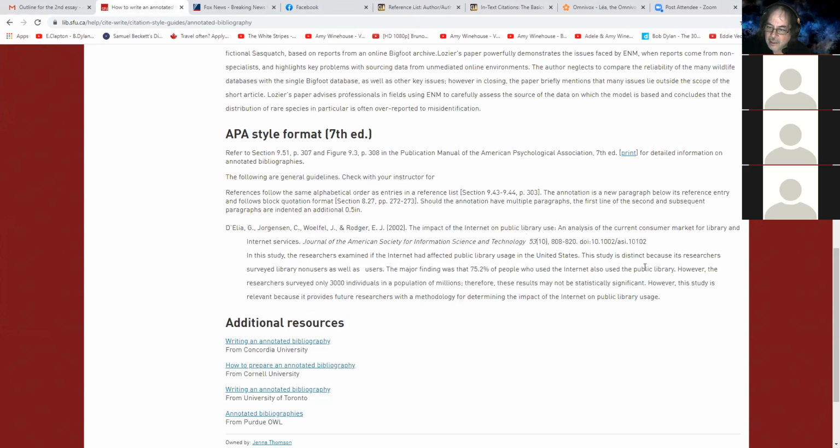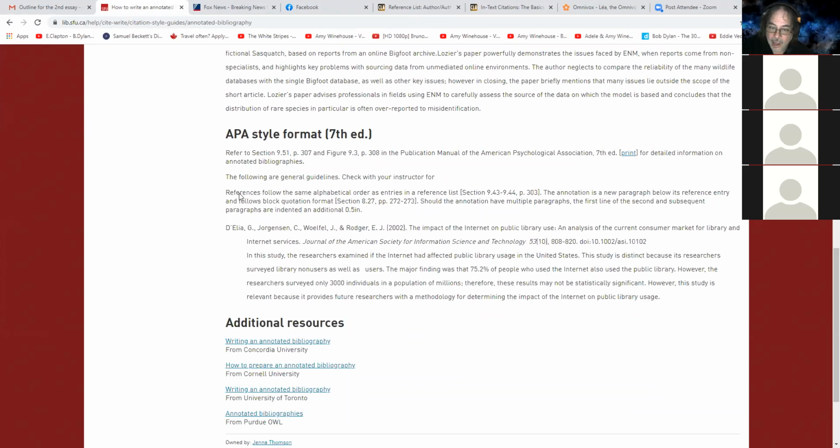The study is distinct because its researchers surveyed library non-users as well as users. You see, that's speaking to the methodology. The major finding was, okay, giving the conclusion. However, the researchers surveyed only 3,000 individuals in a population of millions, acknowledging the limitations. However, this study is relevant because it provides future researchers with a methodology for determining the impact of the internet on public library usage. Okay?